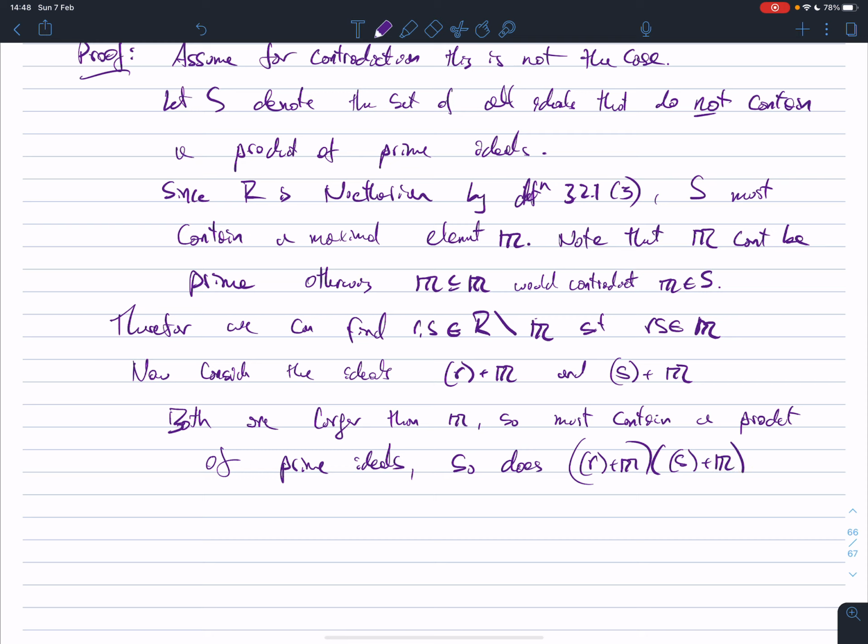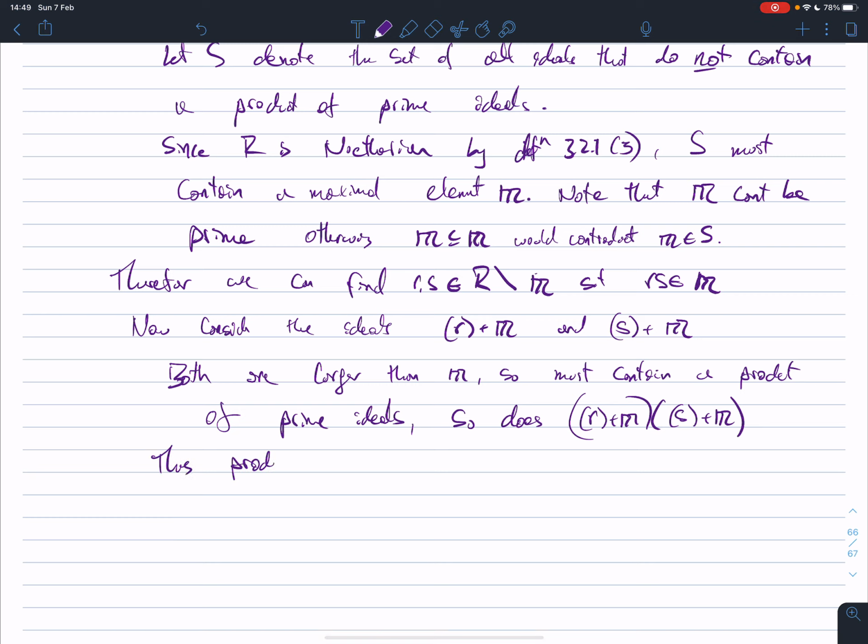So don't confuse this notation with quotients. Here I have two ideals and I'm adding them together as the sum of ideals, as we saw in the first problem sheet. I'm not talking about the quotient of R mod m or anything. This isn't a representative of R mod m. This is just sums of ideals. So each of these contains a product of prime ideals, so their product also contains a product of prime ideals.